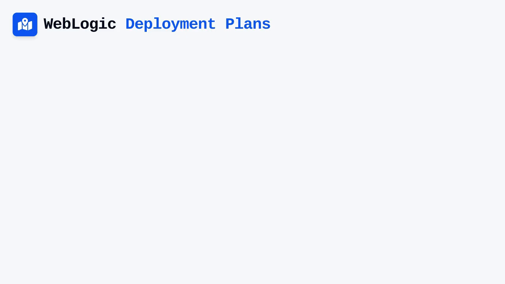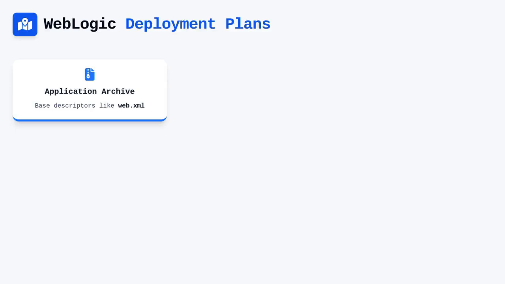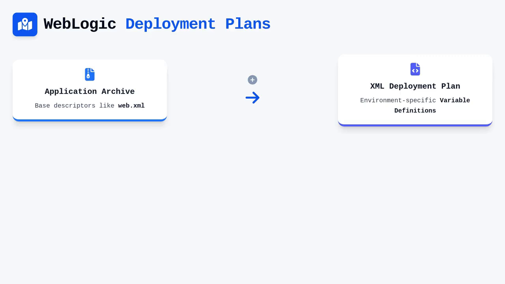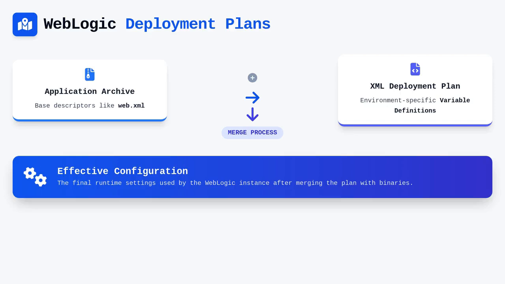A deployment plan is essentially a blueprint that instructs the WebLogic server on how to modify the deployment descriptor settings during the application installation or update process. When you generate a base plan, you are creating an XML file that captures variable definitions that reference existing deployment descriptors like web.xml or the WebLogic application.xml files within your archive. Once this plan is applied, WebLogic merges the settings from the plan with the settings in the archive binaries, resulting in an effective configuration used by the running instance.